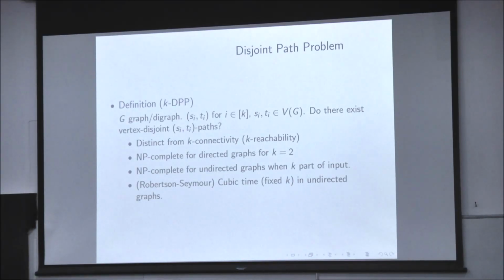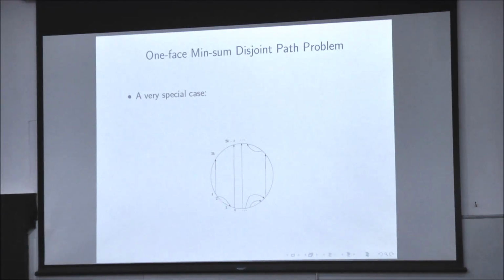So the famous Robertson-Seymour graph minor project had at its core this algorithm for disjoint paths in undirected graphs, which runs in polynomial time, in cubic time. And special cases of this problem have also been well studied in literature. So today we are going to focus on a very special case. And in a moment we are going to see why this case is even interesting.